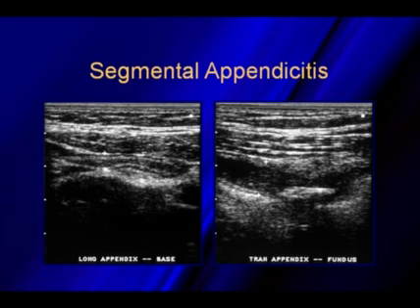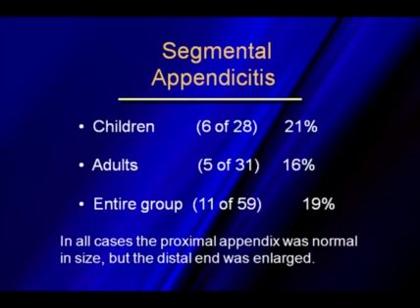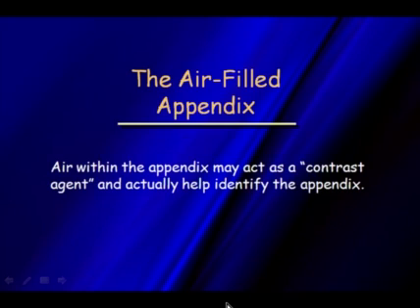What we're more interested in is measuring the AP diameter when we're looking at cases of appendicitis. We did a study in our department looking at segmental appendicitis, and in children, we found it approximately 21% of the time, in adults about 16% of the time. Overall, approximately 19% of the time. So you can see that it is something that you want to make sure you scan all the way to the end, the distal end, to make sure that you don't have a case of segmental appendicitis.